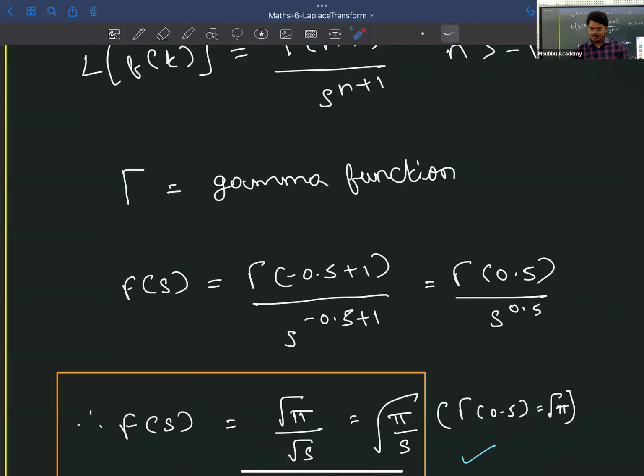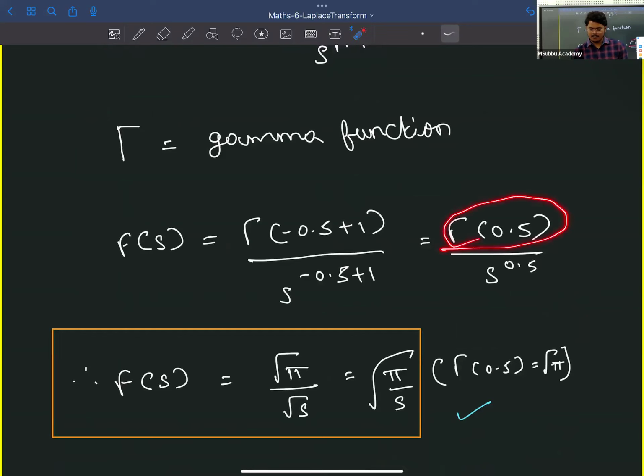So directly you have to remember gamma of 0.5. There's no other way. So gamma of 0.5 will be root pi. So directly root pi by root s. So f of s will be root pi by square root of s.